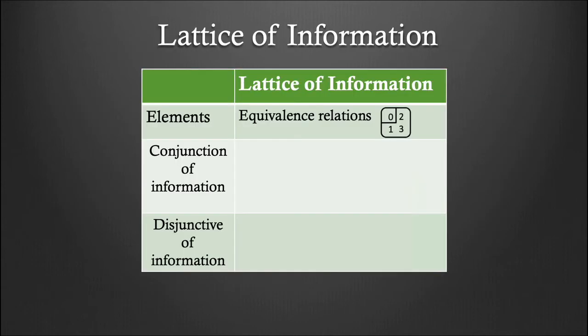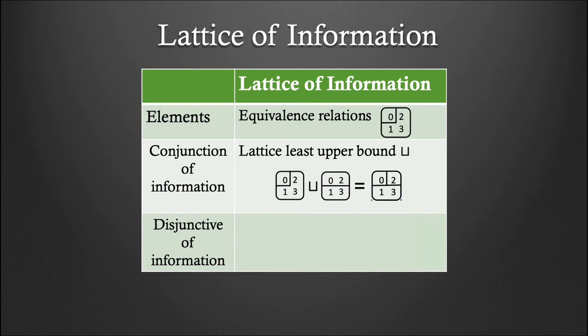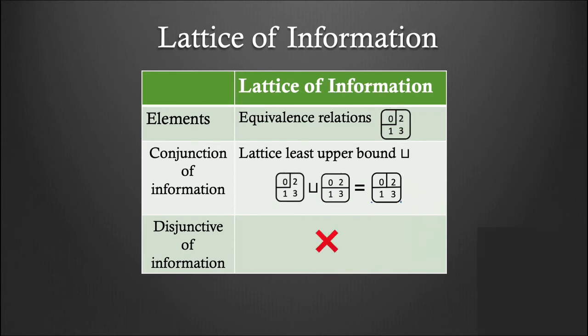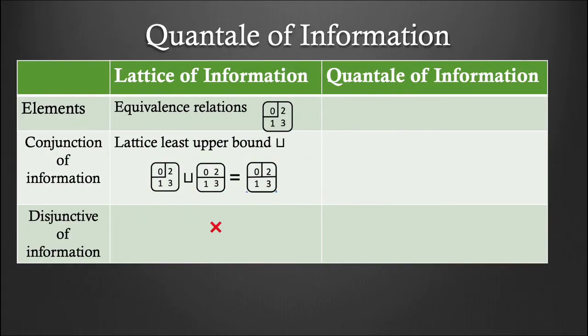So the lattice of information, in summary, gives us a way of modeling knowledge using equivalence relations, which includes a notion of conjunction of information as the lattice least upper bound, but does not have a direct model for disjunction of information. Our work generalizes this by looking at a quantale. A quantale is a structure which is like a lattice but has an additional operation and additional constraints on how that operation interacts with least upper bound. So our work generalizes the lattice of information by lifting from equivalence relations to sets of equivalence relations.